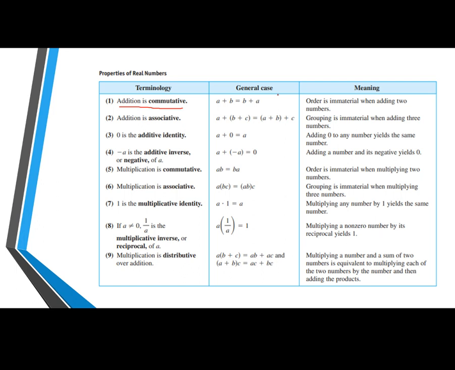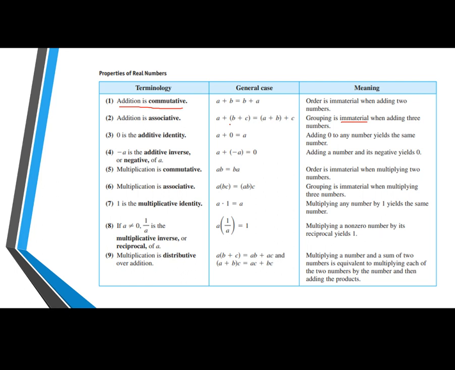dua ka number. Then addition is associative. So A plus the quantity B plus C is also equal to the quantity A plus B plus C. So grouping is immaterial when adding three numbers. So it doesn't matter ang order kung mag-add tao. Grouping is, it doesn't matter kung addition lang puro ang atong gigamit sa tulo ka number.